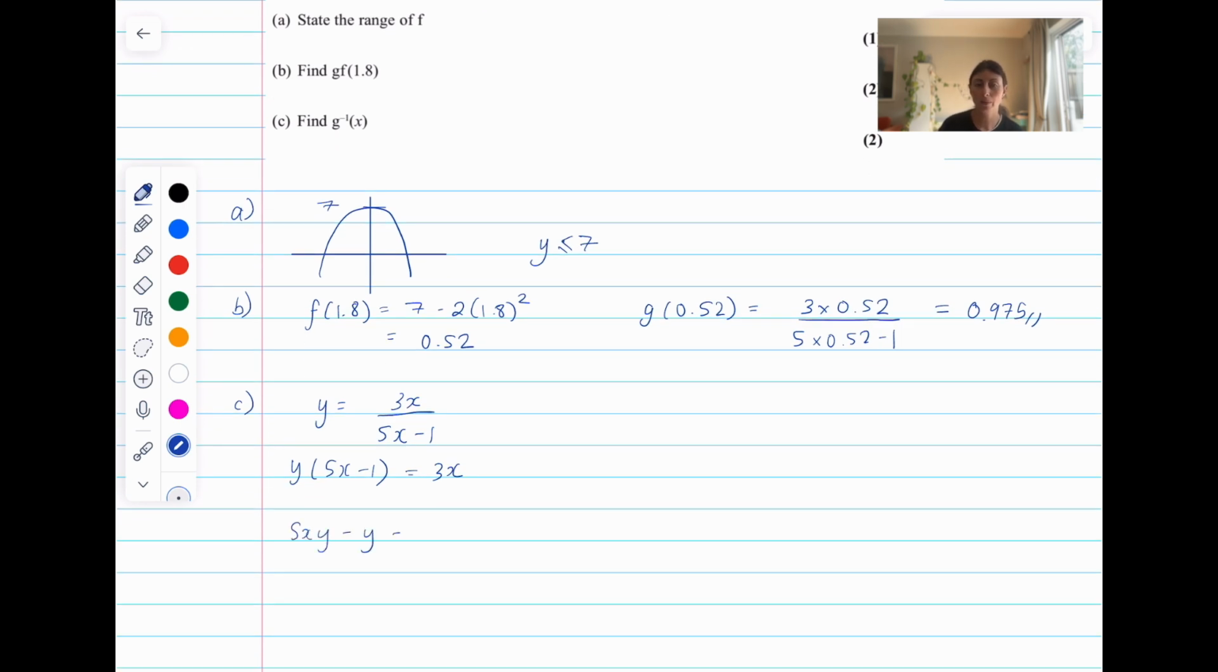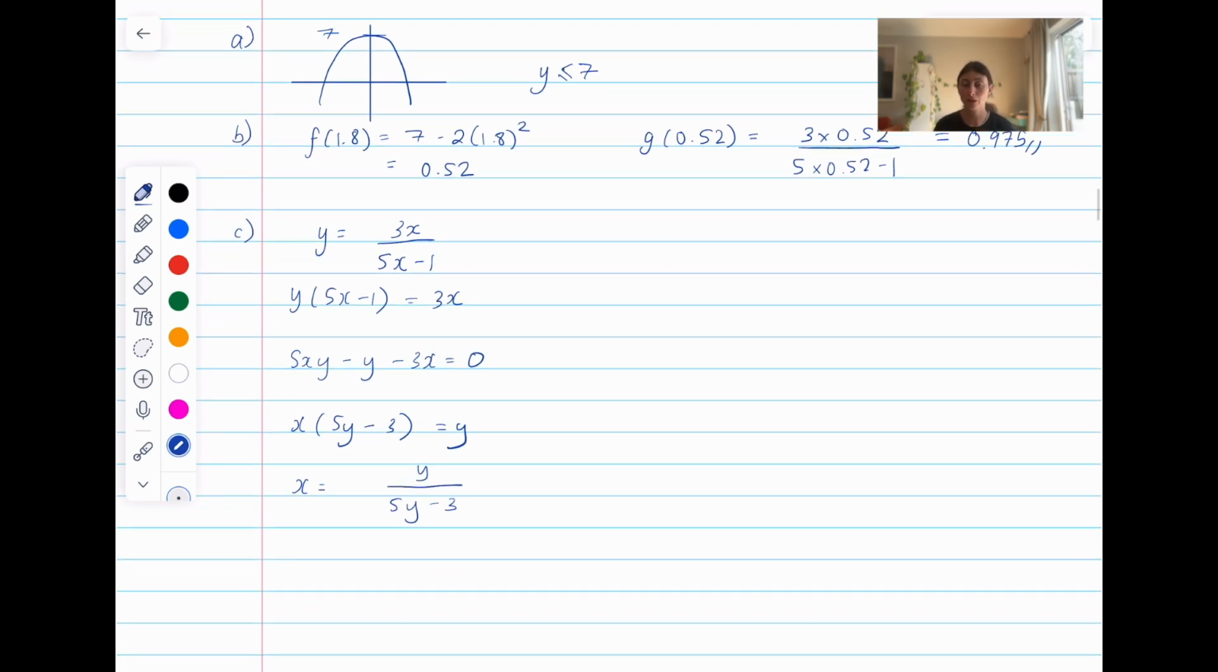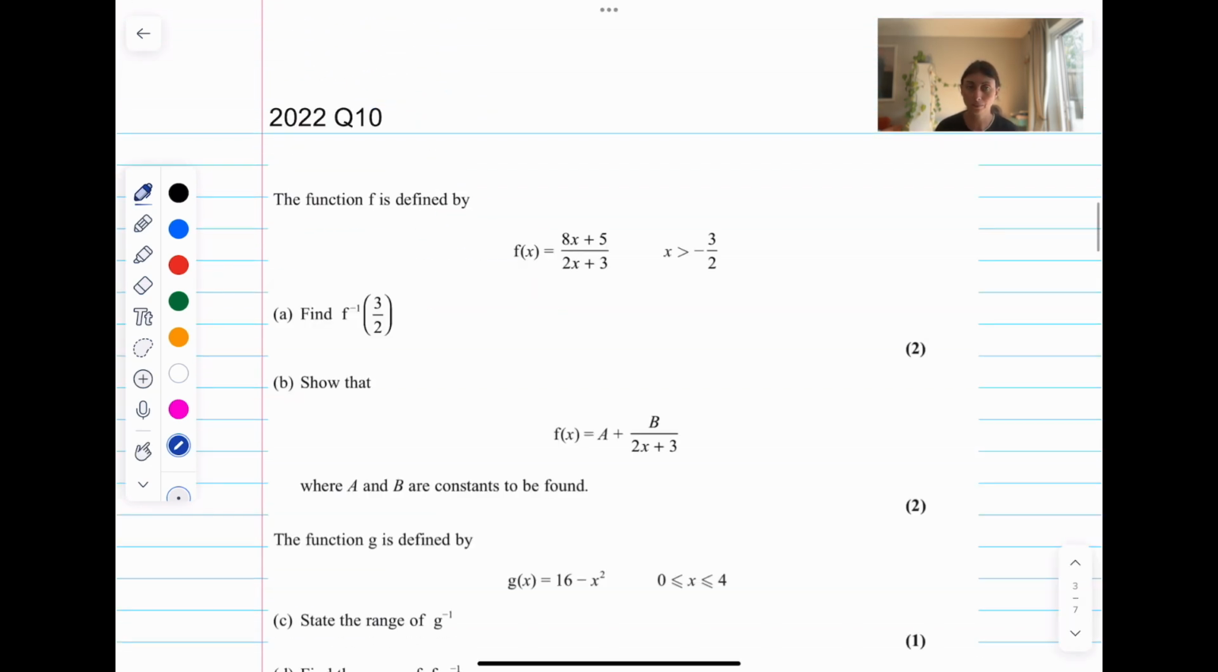Usually this would involve some kind of expanding followed by a factorising. In this case, we're going to factorise out the x. And then there's a final step, which is to rewrite the x as what we were looking for, in this case, g inverse of x, and to swap the y for an x. This isn't particularly mathematical, it's literally just a trick to help you find the inverse function. We essentially just did the original function backwards.